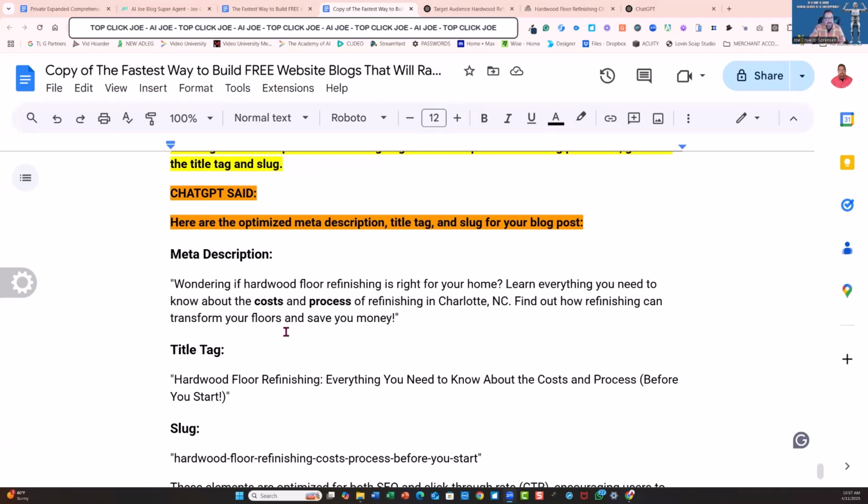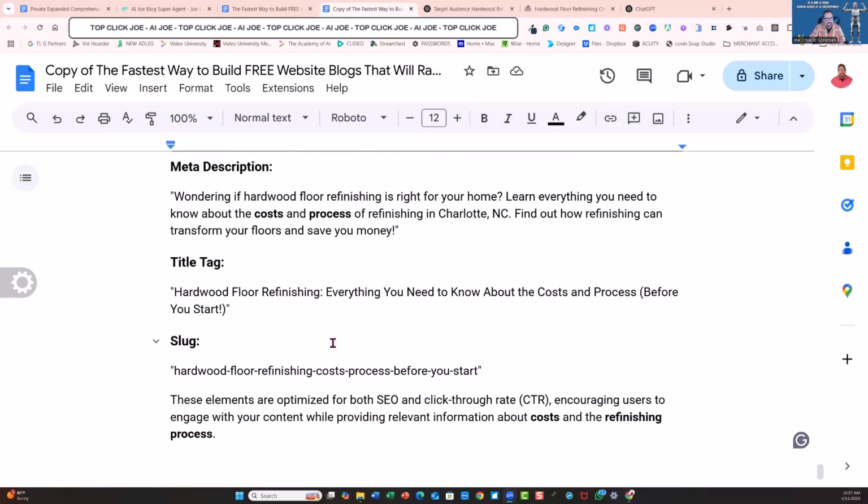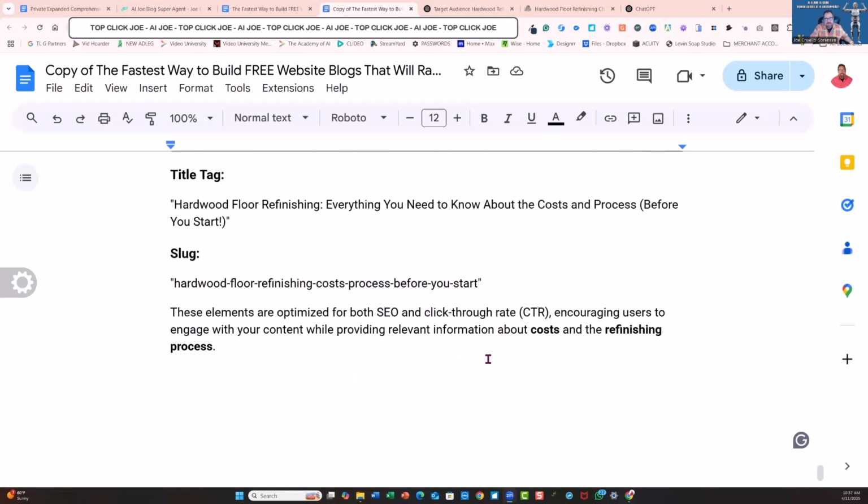Okay, so there's my meta description, there's my title tag, and there's my slug. My slug is at the end of the URL: hardwood floor finishing costs process before you start. There you go. So that's really good. And then you can read that. Now, so we got all this.